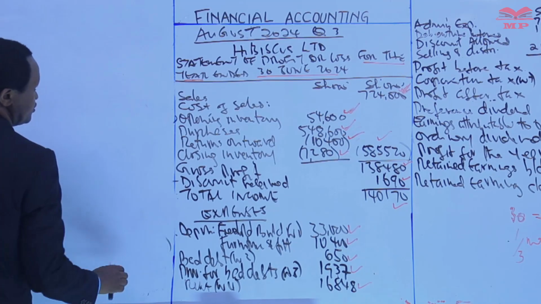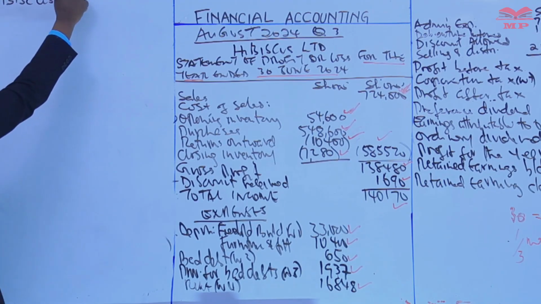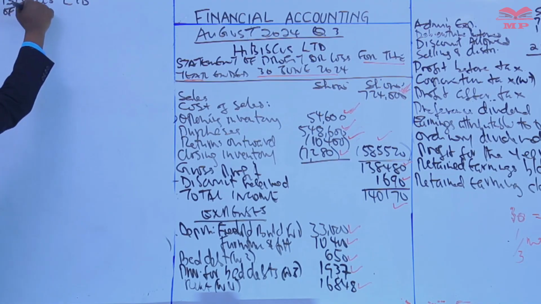So statement of financial position. You have to write the name of the business. Hibiscus Limited. Statement of financial position.